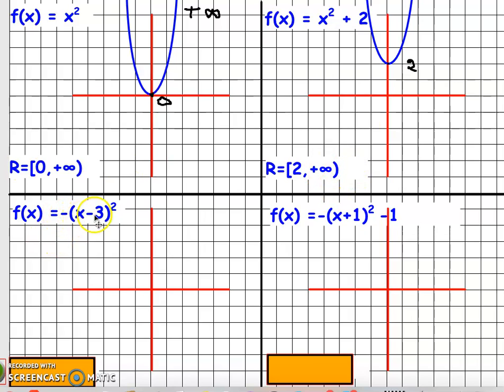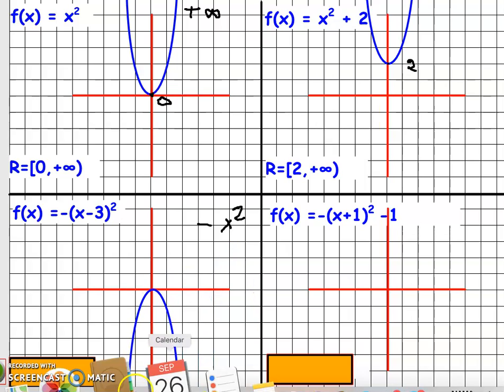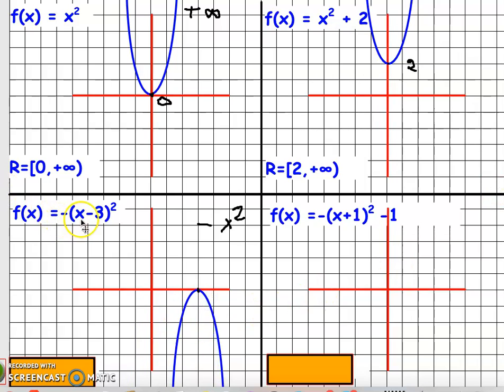F of x equal to minus x minus 3 squared. Let's analyze this graph first. So if f of x equal to minus x squared, it's also a parabola, but it's inverted like that. So this one is f of x equal to minus x squared. Because we have here minus 3 inside the parentheses, it's shifted on the x-axis to the right by 3 units, like that. So this will be f of x equal to minus x minus 3 squared. Now the lowest y value is minus infinity, and the highest y value is 0. So the range of this function is minus infinity to 0. So 0 is included, so we'll put a bracket.